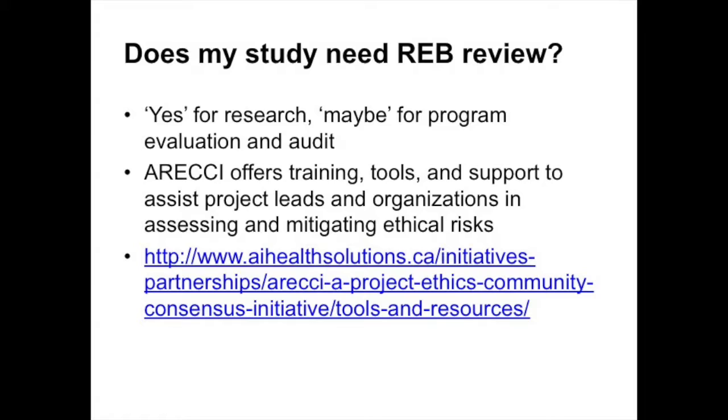But by and large, assume that it does, and as a principle, conduct any form of inquiry to the highest possible ethical standards, so that even if your quality assurance study does not need ethics review, do bear in mind the principles of ethical inquiry and embody them and embrace them within the work that you do.